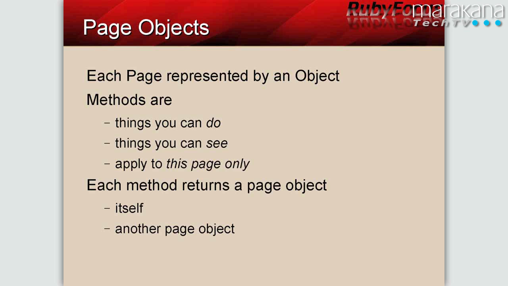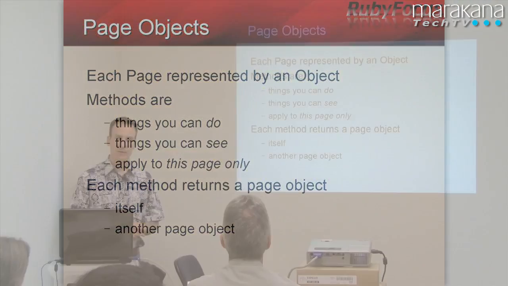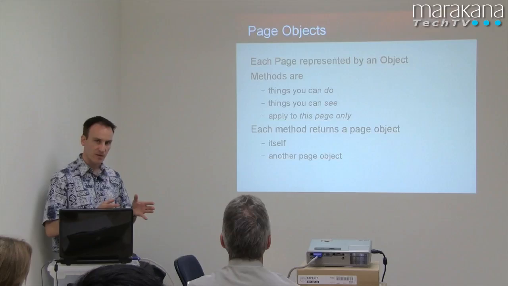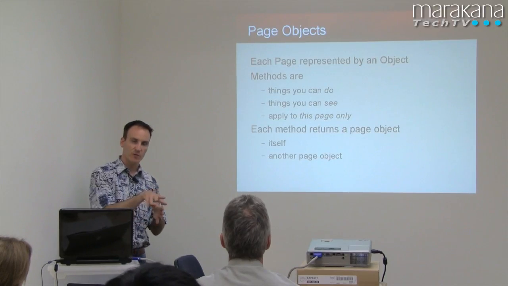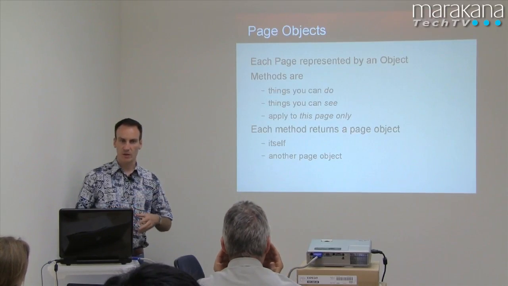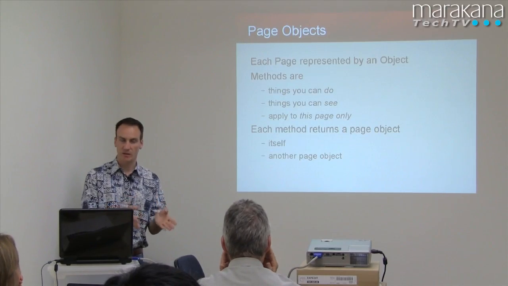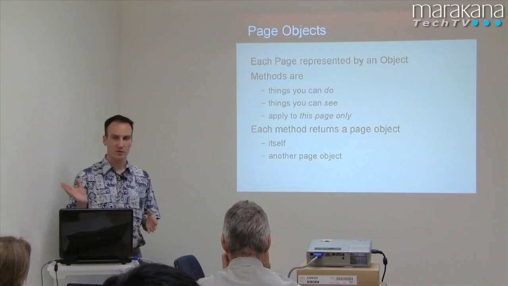fields, checking boxes, selecting drop-downs, things you can do, or things you can see, like text you should see there, or text you should not see there, or things that appear or things that disappear somehow. But they only apply to this one page. So the page becomes an object, and its methods become the stuff you can do or see on the page. And now you have a concept that scales well, because the methods that apply are only those methods on that object, and other methods don't apply.